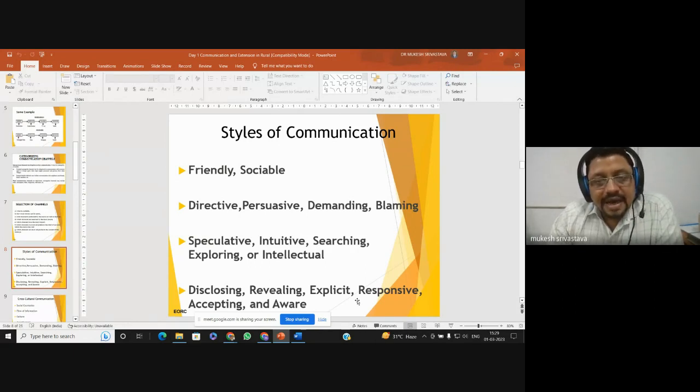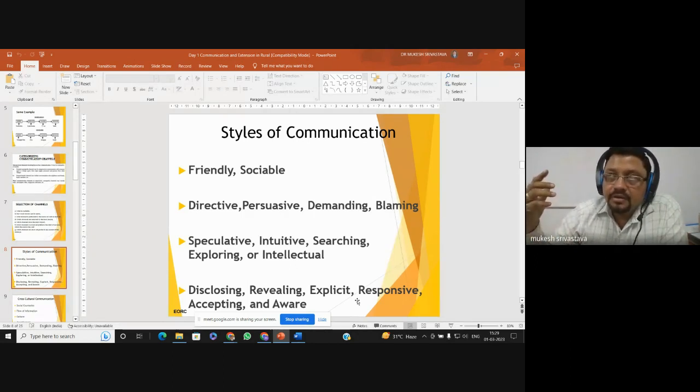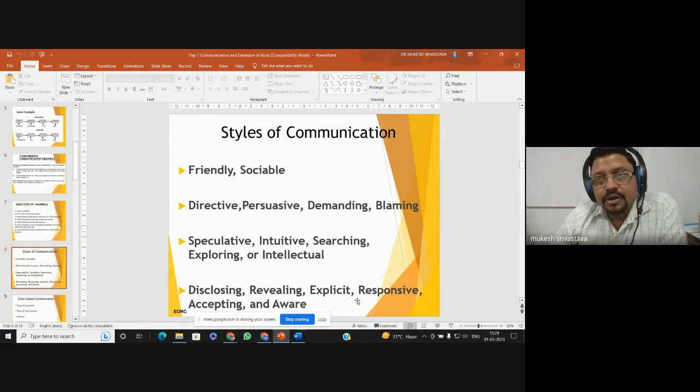Another style of communication is directive, persuasive, demanding, and blaming. When I say directive, that means if some direction needs to be given for a specific reason, like how farming has to be done, or how to handle different animals. There is also a term called animal husbandry. When we talk about animal husbandry, if some person has goats, cows and buffaloes, and takes care of these animals in their house, and this is their source of livelihood.